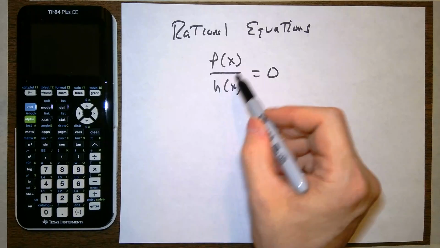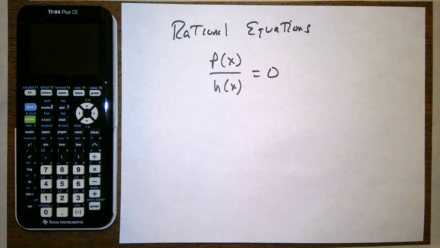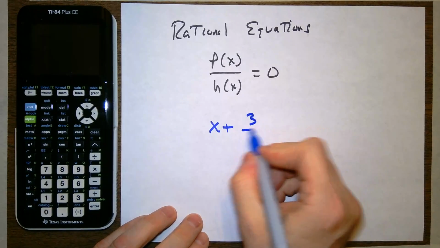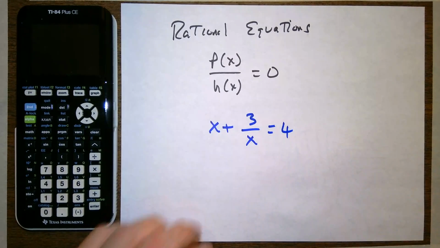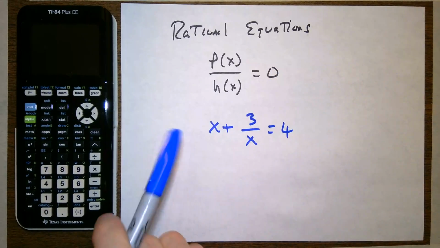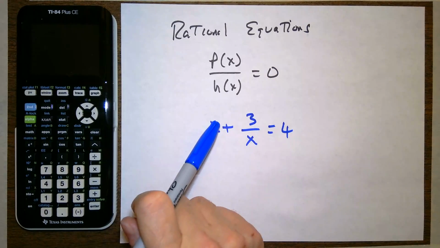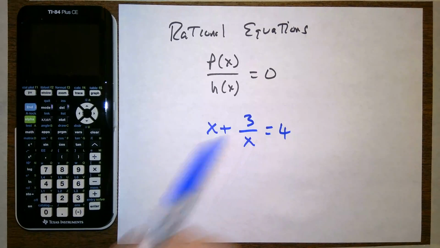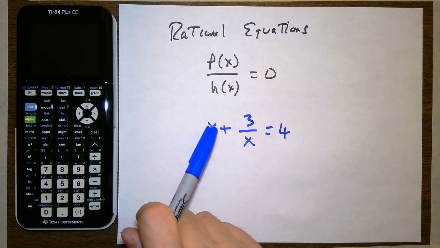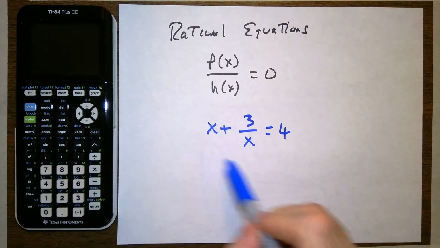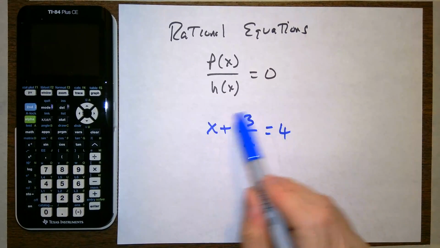As I said, it's not always going to be in that form to start. Let's take a look at an example. Suppose I have x plus 3 over x equals 4. Now here's an example where it is not in standard form. I could multiply this by x over x and get x squared plus 3 over x, subtract the 4, multiply that by x over x, and have x squared minus 4x plus 3 all over x equals 0. Or I can just focus on this equation.